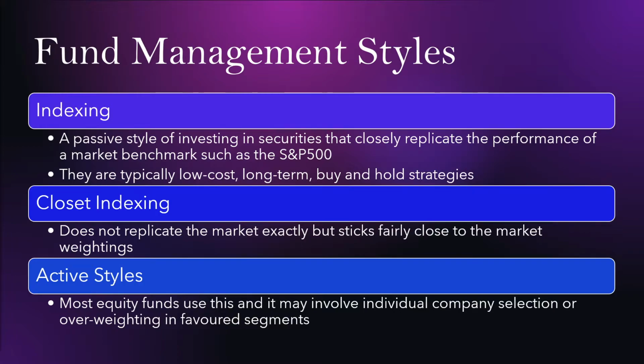There's also closet indexing, and this is when it does not replicate the market exactly, but it sticks fairly close to the market weightings. Sometimes this is used for things like bond funds where you can't actually match the index, and you might need to try and replicate it closely, but not exactly. There are also active styles of fund management. This is probably more common, and most equity funds use this, and it may involve individual company selections or overweighting in favored segments.